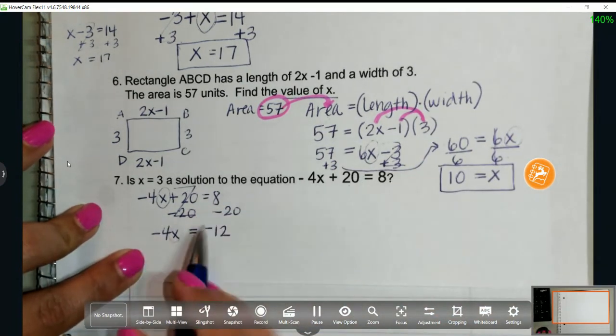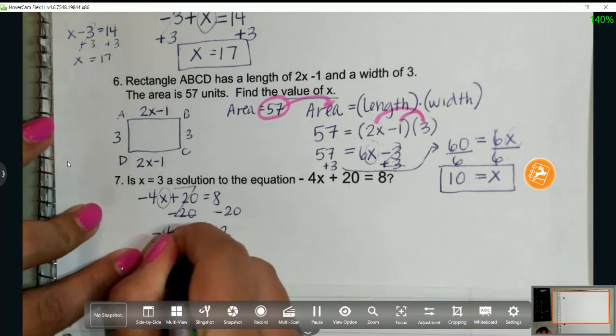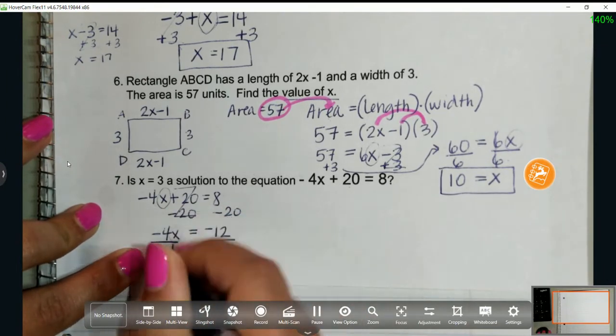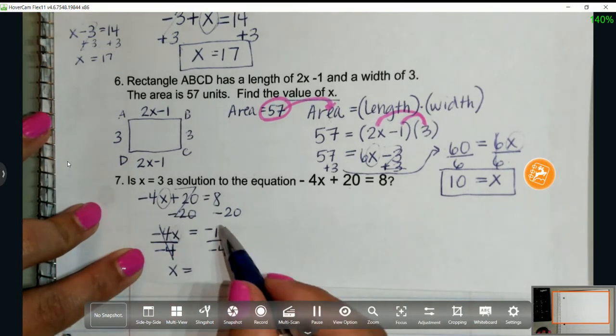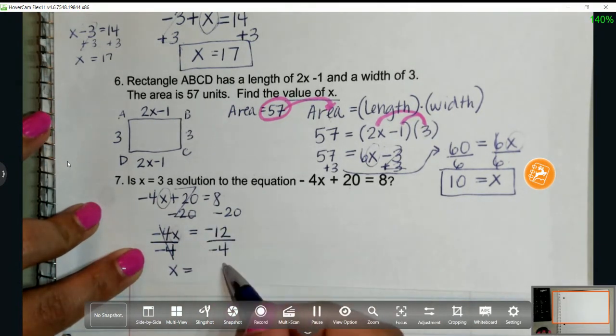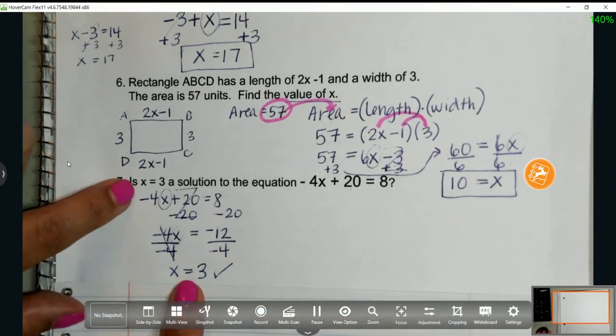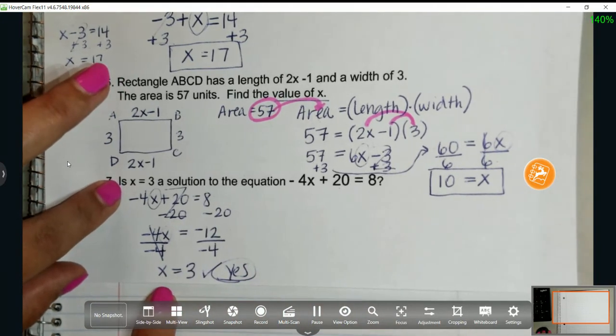One last step, ask ourselves, how do I get x alone? Well, I do the opposite of what I see. So I'm multiplying x times a negative 4, which means I need to divide by negative 4 on both sides. That's going to reduce out. And then I'm going to put this in the calculator, and I'm going to see that I do get a positive 3. So yes, my answer would be yes, 3 is a solution.